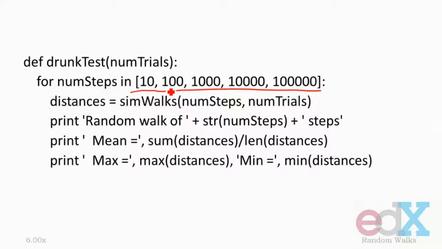For each of those, we'll call Swimwalks to get a distance, and then we'll print three things: how far it was, that is to say how many steps were taken, the mean distance, because remember we're running multiple trials, and the maximum and minimum distances to give us some insight not only into what the average is, but what the variance is.